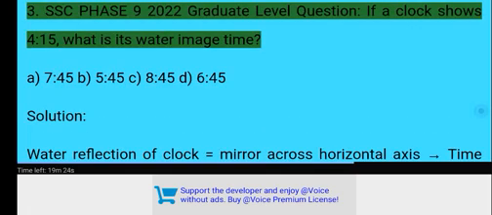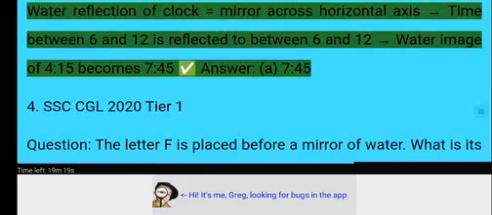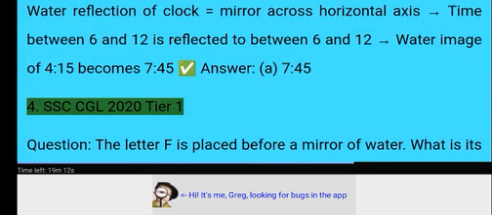3. SSC Phase 9 2022 graduate level question. If a clock shows 4:15, what is its water image time? A) 7:45, B) 5:45, C) 8:45, D) 6:45. Solution: Water reflection of a clock equals a mirror across the horizontal axis. Time between 6 and 12 is reflected to between 6 and 12. The water image of 4:15 becomes 7:45. Answer: A, 7:45.